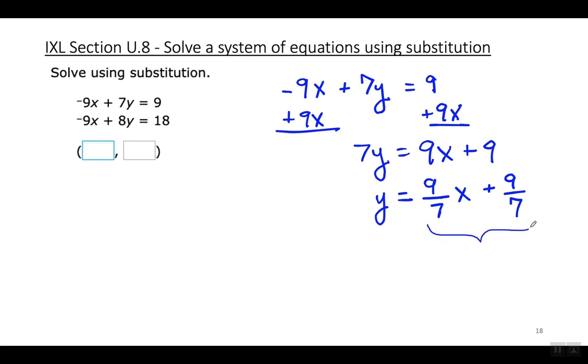All right, now I'm going to substitute this expression for the bottom equation right here.